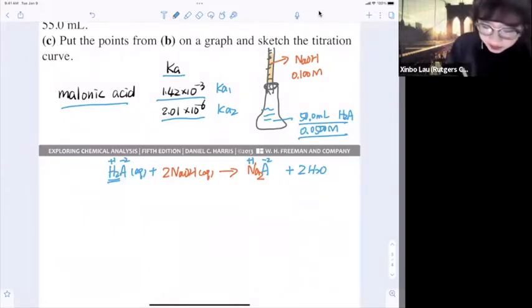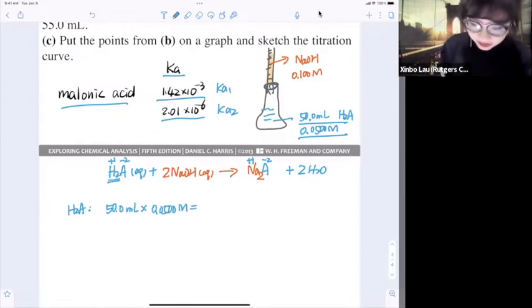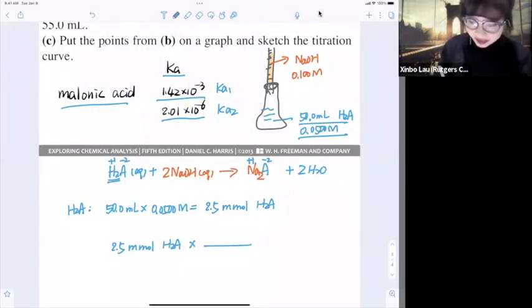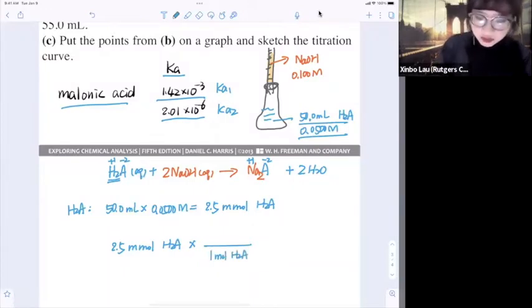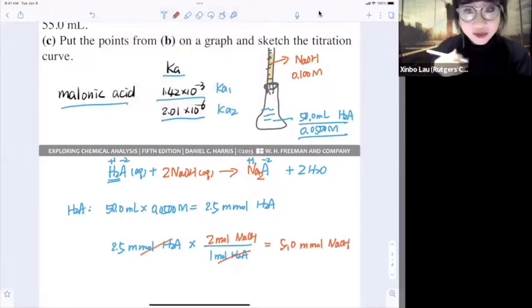Okay, let's do the calculation. For H2A, we can use 50 multiplied by 0.05. This gives us 2.5 millimoles of the acid. Again, we know how the acid is related to the base. So how much base does this much acid need? Every 1 mole of this diprotic acid will need 2 moles of this base. Cancel that out, and we get 5 millimoles of the hydroxide. So you need double the amount to neutralize both those protons.